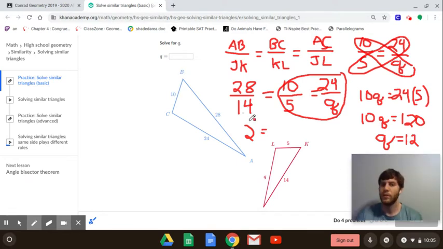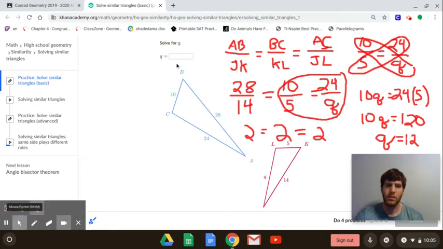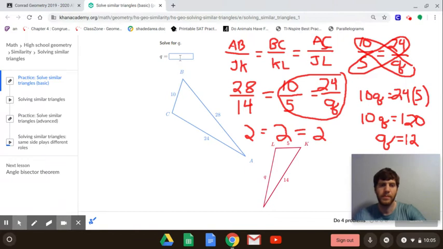So 28 divided by 14 is 2. 10 divided by 5 is 2. And 24 divided by 12 is going to be 2 as well. Okay, so all your ratios are equal when Q is 12. So that's going to be our answer here. So we're going to put in 12. Okay, we check. And we hear the wonderful sound that is the correct answer there. And we can go to the next question.